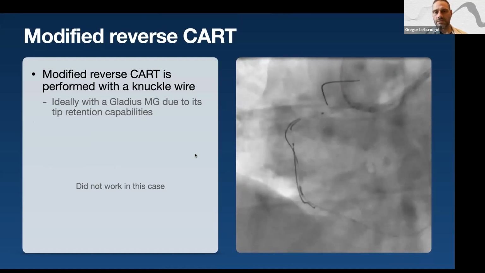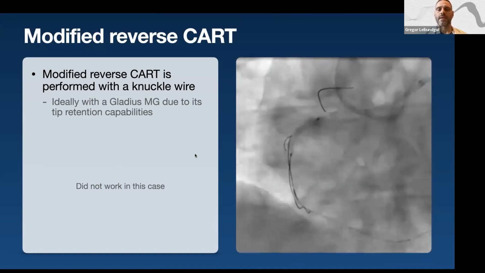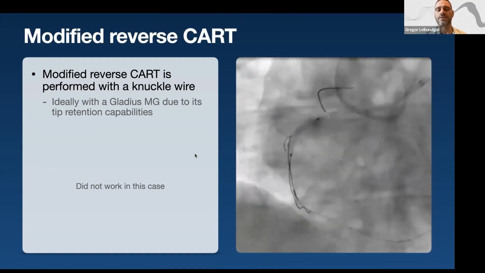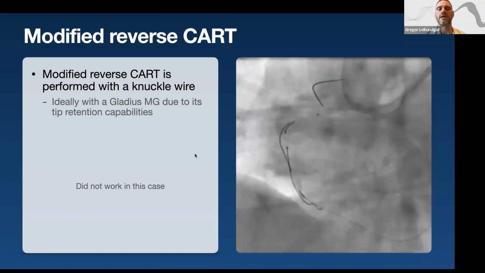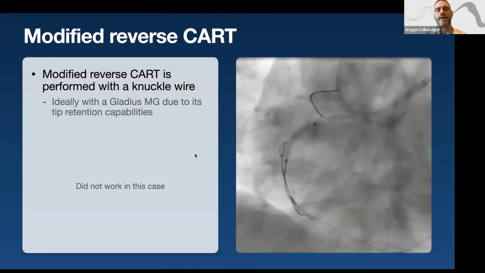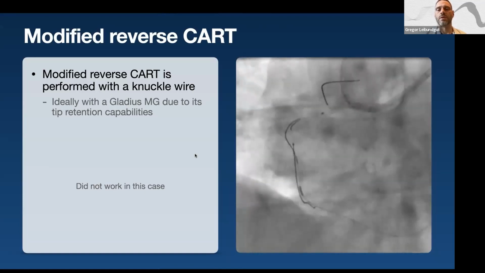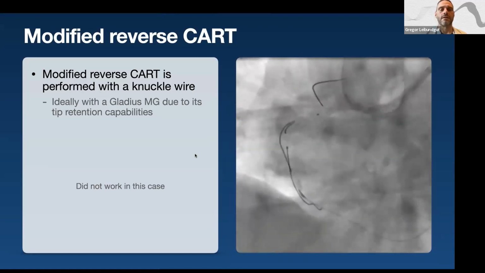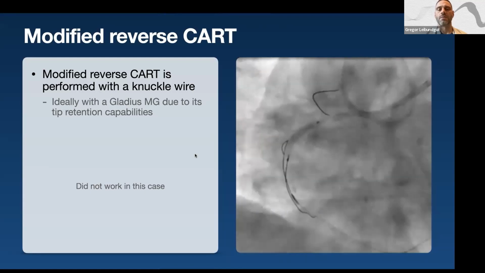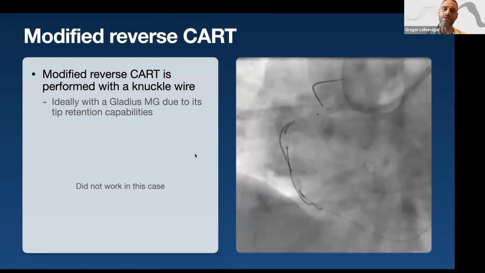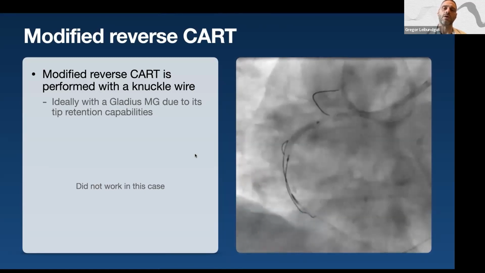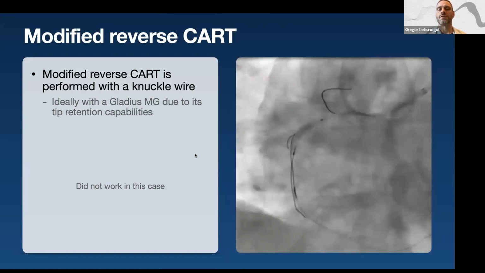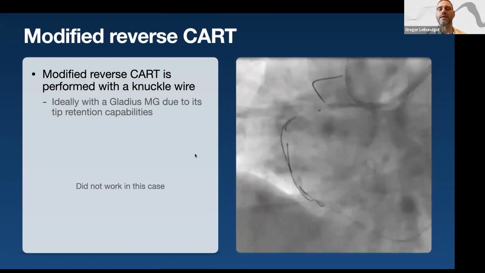A few minutes later, or I don't know how much later, I was not able to exit retrogradely, and then I advanced an antegrade Gladius into the subintimal space, also advanced an antegrade balloon, had a wire in the conus branch for more backup, and then I did a retrograde modified reverse CART with the Gladius MG. And again, here you can see that really nice, small, controllable knuckle of the Gladius MG, then eventually entering into the subintimal lumen from the balloon while retracting.